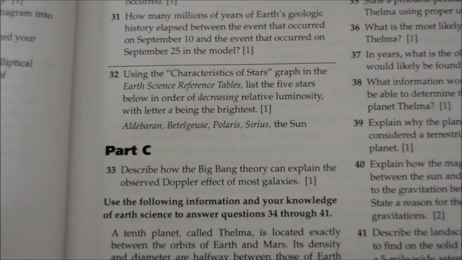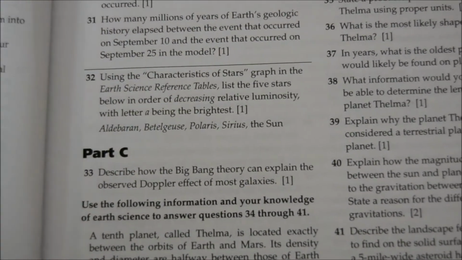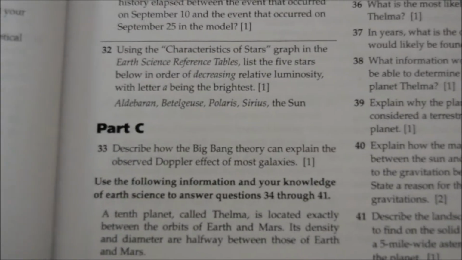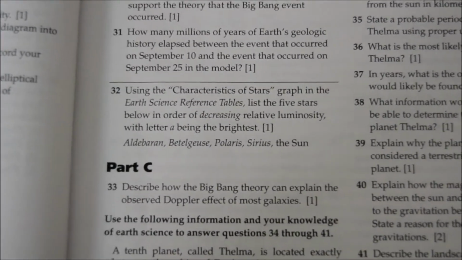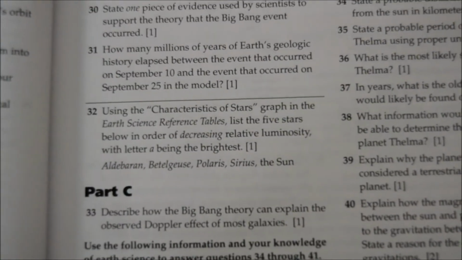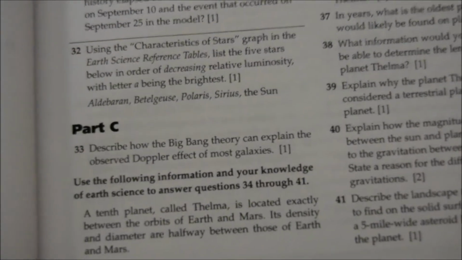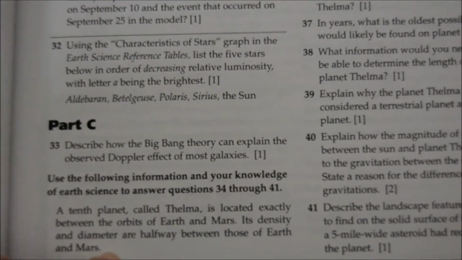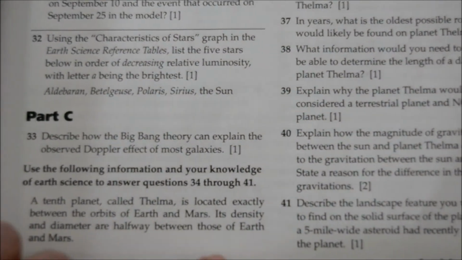Question 33. Describe how the Big Bang Theory can explain the observed Doppler effect of most galaxies. All right, Doppler effect is as I get closer to you, my wavelength decreases. As I get further away from you, my wavelength increases. So with that one, the red shift, the red being a longer wavelength, so as the universe is expanding, it's shifted towards the red.